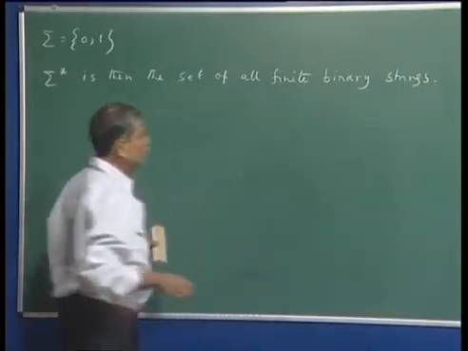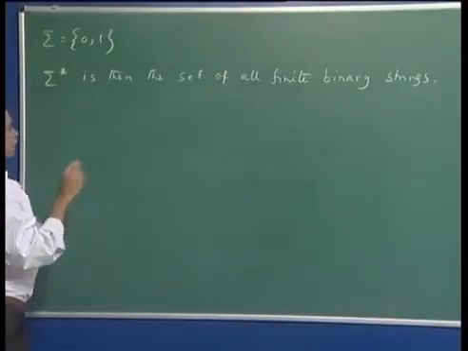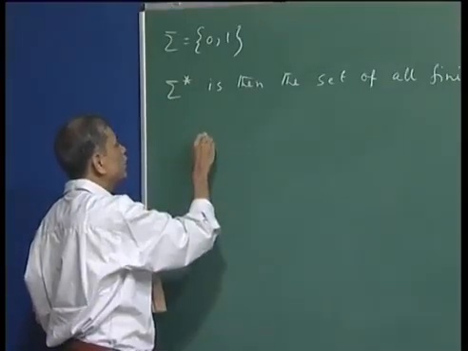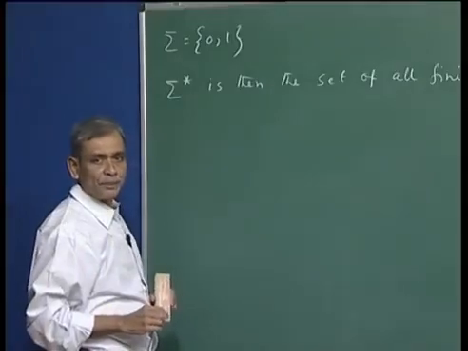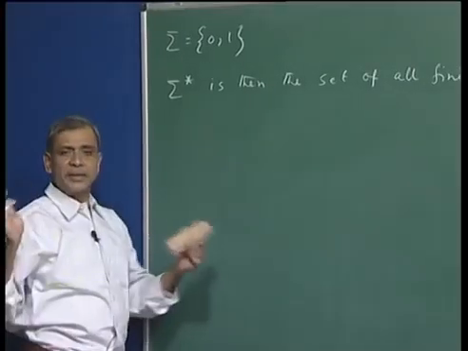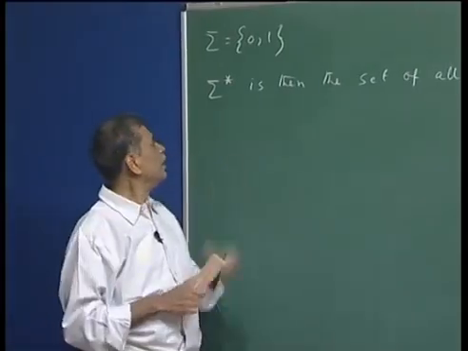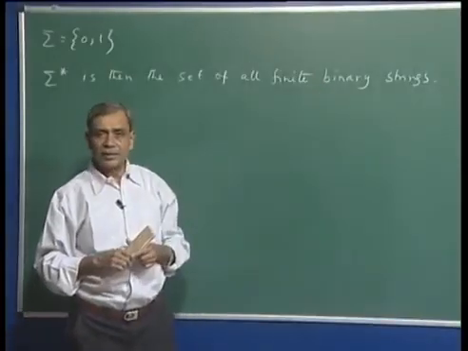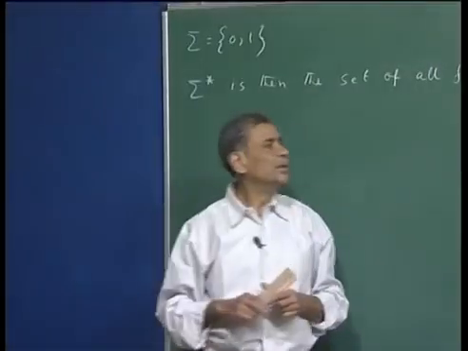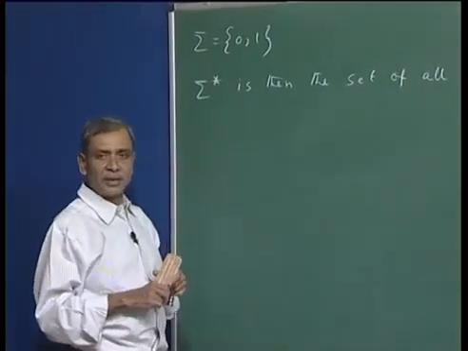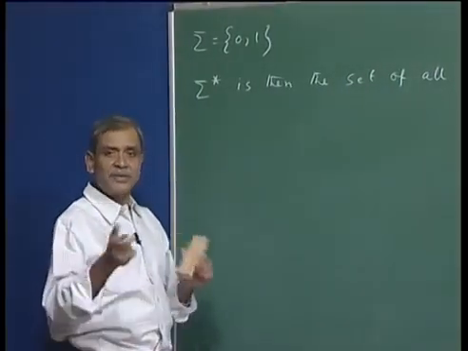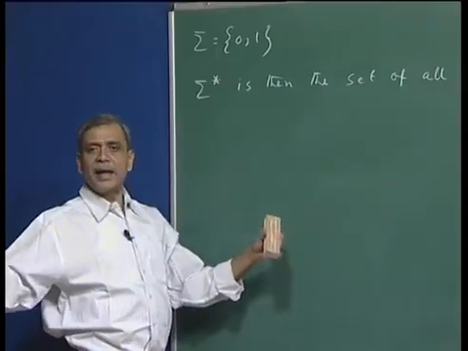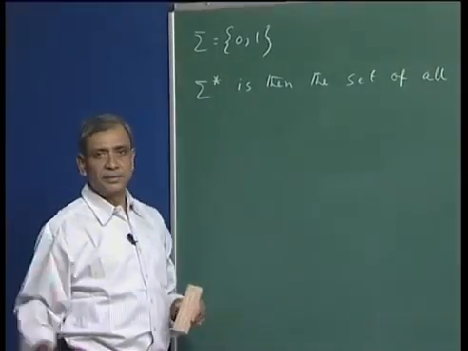By this, what do I mean, the finite binary strings? We don't allow in sigma star an infinitely long string, but all strings whose lengths are finite will be members of sigma star, and those are the finite binary strings. So there is really no upper bound on the length of strings which we have in sigma star, but at the same time any particular string that we take in sigma star has a finite length.